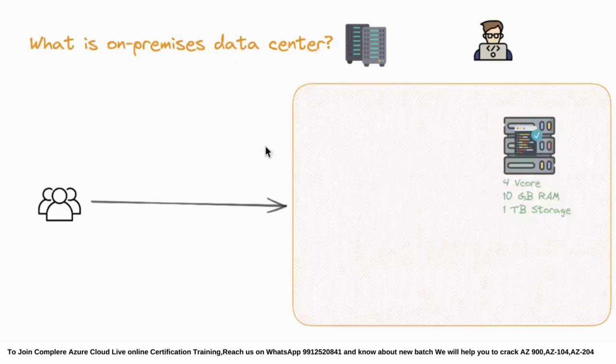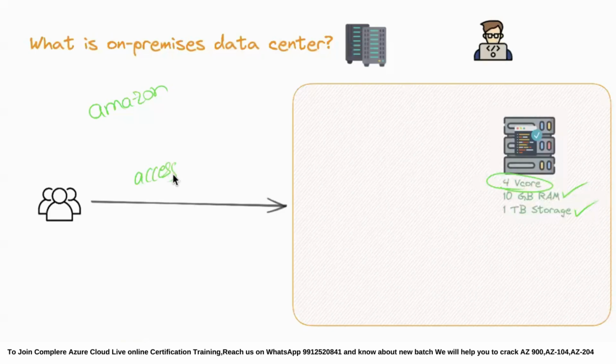The next issue is, let's take the same application, for example Amazon. Amazon will initially deploy their application on this hardware. It has 4 virtual core CPU, 10 gigabytes of RAM, and 1 terabyte of storage. Let's say some users try to access it and it is working fine. They are getting responses back. Everything is fine.